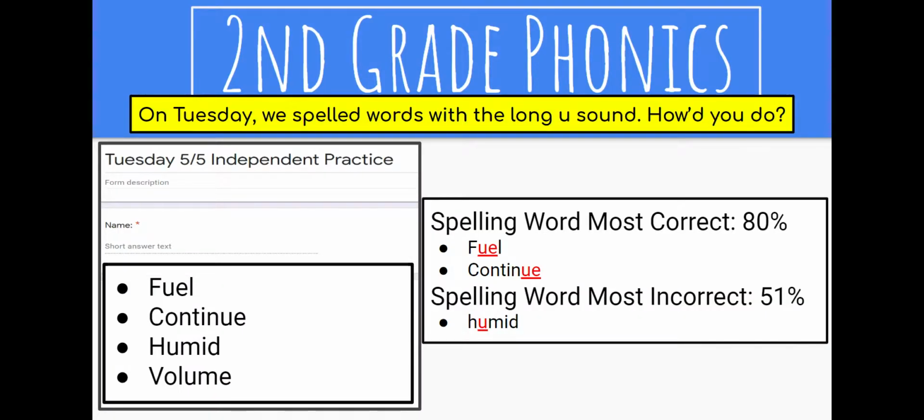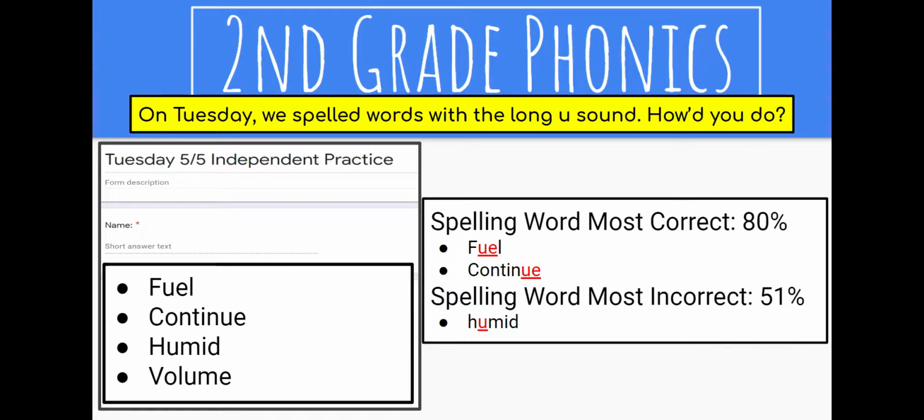Yesterday, Kipsters, our independent practice was to spell words with the long U sound. How did you do? Well, I was very pleased, Kipsters. Most Kipsters spelled the words fuel with a UE and continue with a UE correctly. 80% of Kipsters that turned in their survey got those two words spelled correctly.